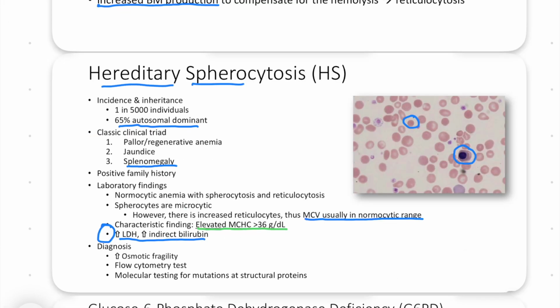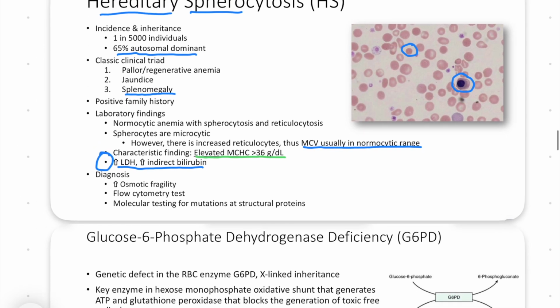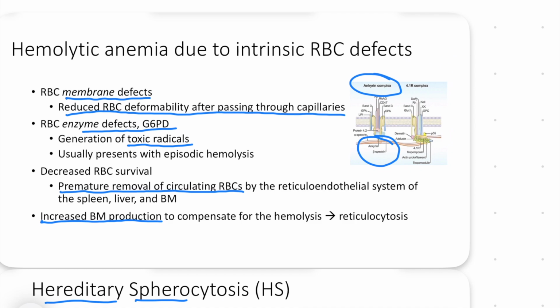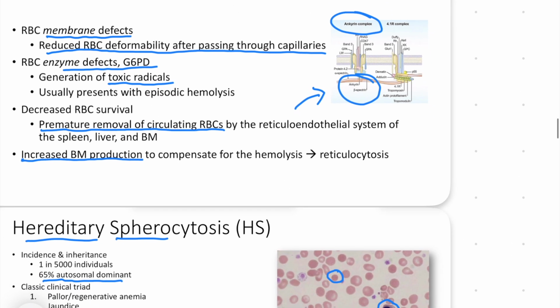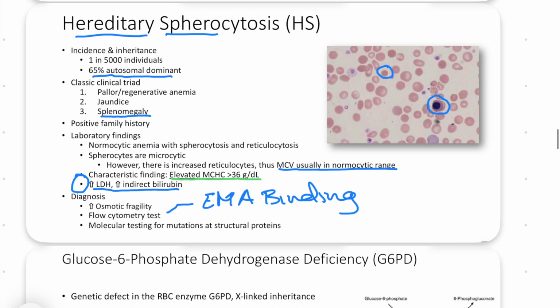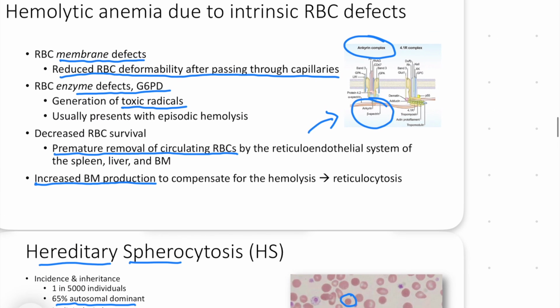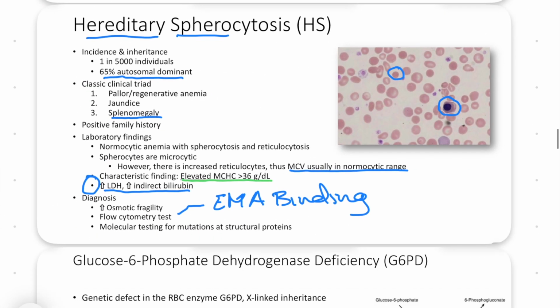She didn't actually include it in the slides, but it's in her lecture that the current test is the EMA binding test, and that is something to check for correct ankyrin and spectrin proteins. It will only bind to the correct versions, and in this case, it is an issue of these ankyrin and spectrin proteins, so it won't bind in hereditary spherocytosis. So if you suspect it, this would be the modern test, EMA binding.